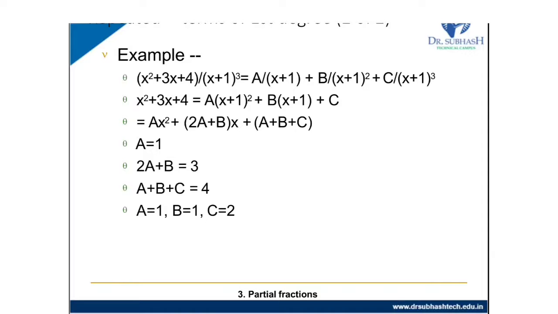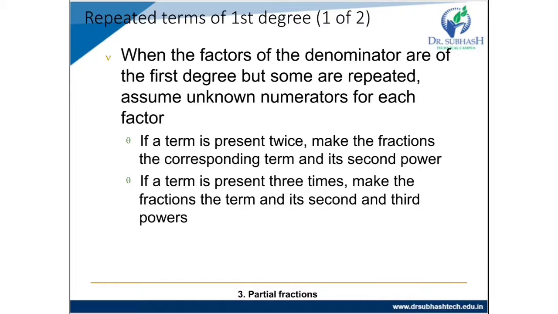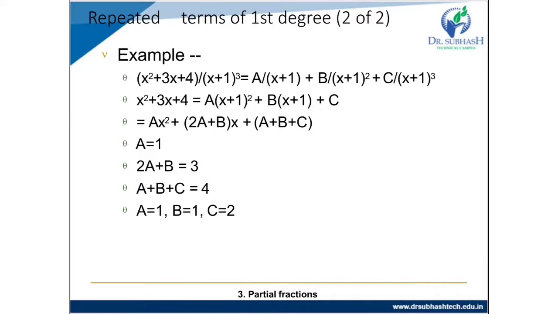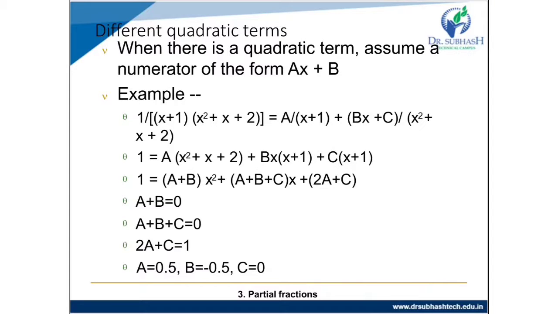For the same example, there are so many methods to find the answer. Whichever you like and prefer, if it's easy, you can follow it. If the number of repeated terms is twice or 3 times, we will use this method. Now the next example, different quadratic terms. When there is a quadratic term, assume a numerator of the form ax plus b.